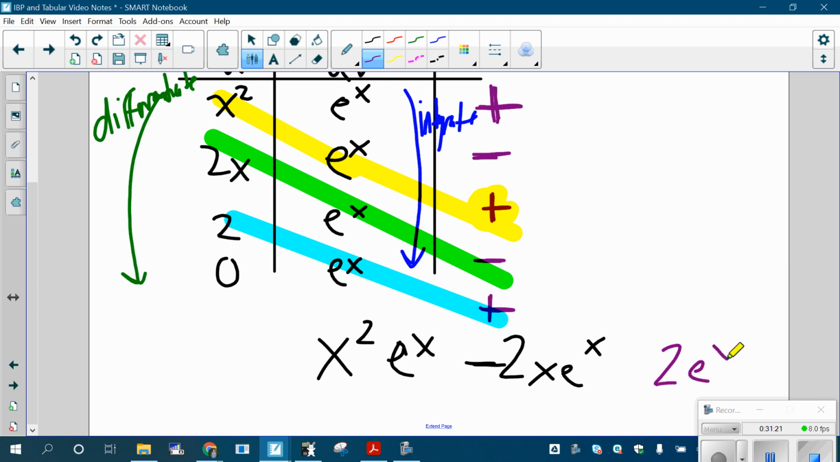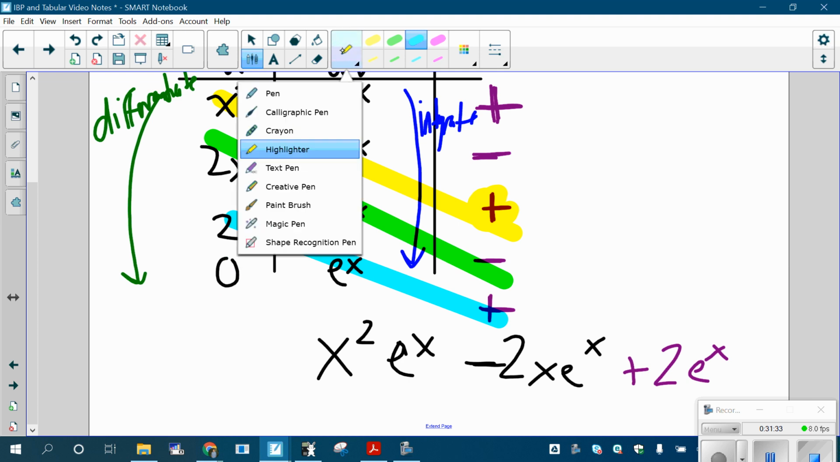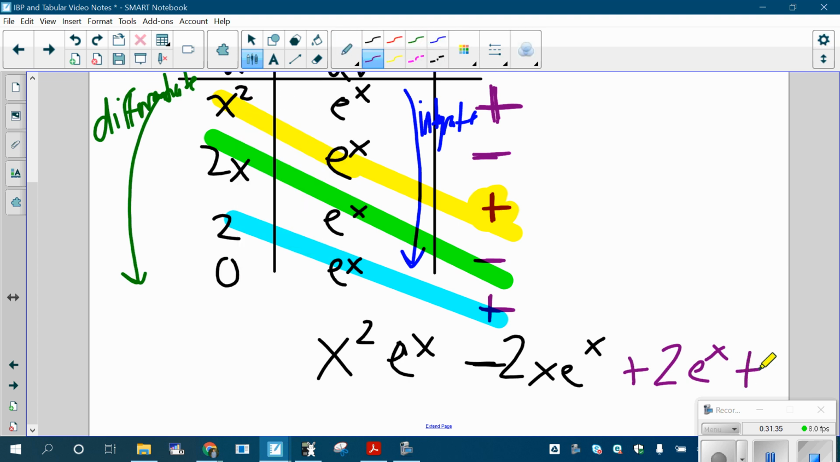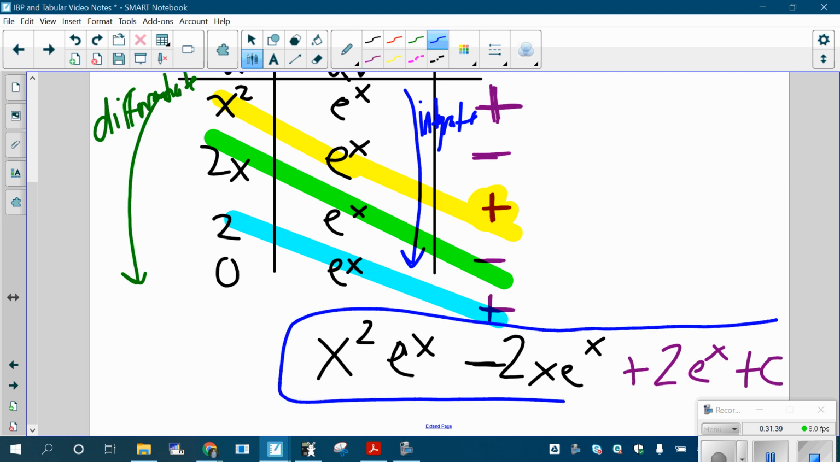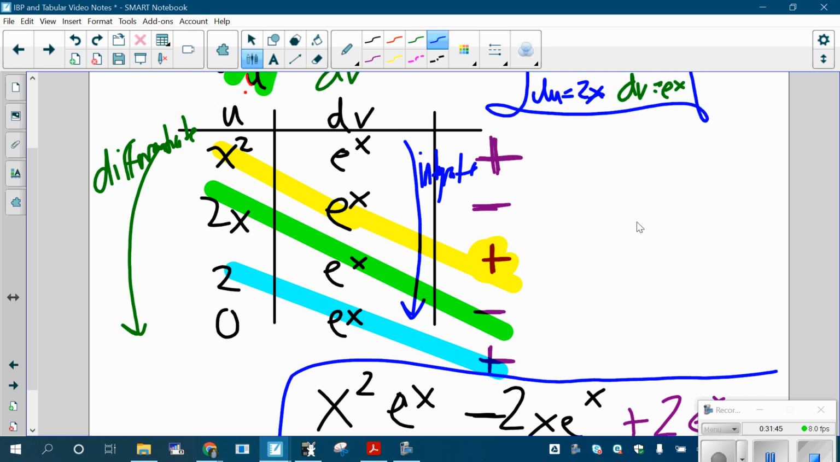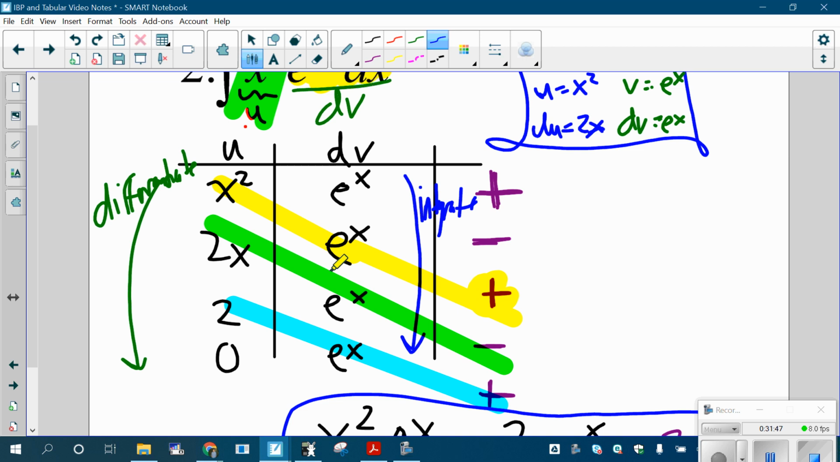2 e to the x, that one's going to be positive. And then I'm not going to grab another term, because if I grabbed another term, it'd have 0 hooked onto it, and so it'd just be 0. Don't forget, I just found an antiderivative, so always put a plus c on at the end, and this is my answer. Same answer we got by doing integration by parts twice, but I didn't have to go through that process because instead I used this little table here.